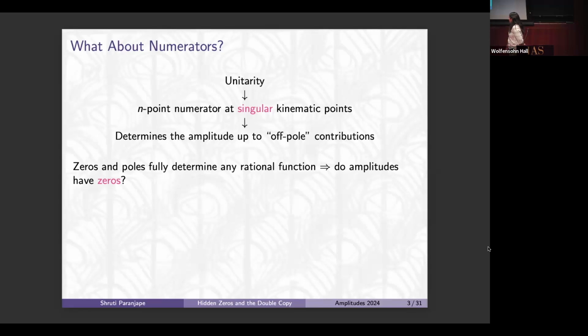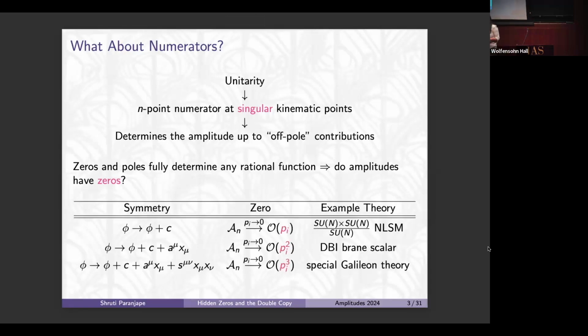Now, any rational function, you know that as long as I know where all the zeros and all the poles of this function are, I know exactly what the function is. And we've spent some time in the amplitudes community thinking about zeros. Maybe the most famous example is soft zeros, so zeros of an amplitude that comes from a theory of spontaneous symmetry breaking. And when you have spontaneous symmetry breaking, you automatically have some kind of soft behavior or enhanced soft behavior.